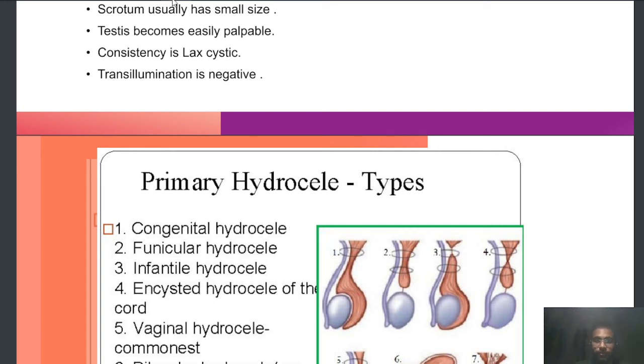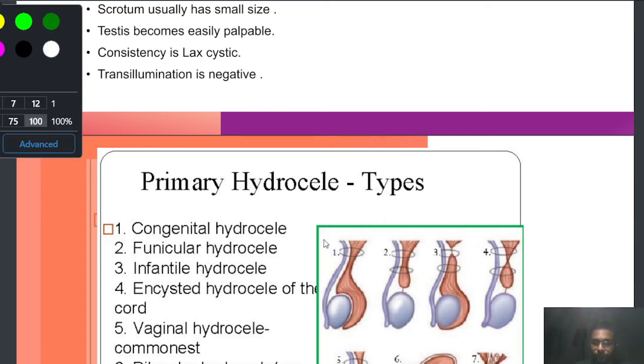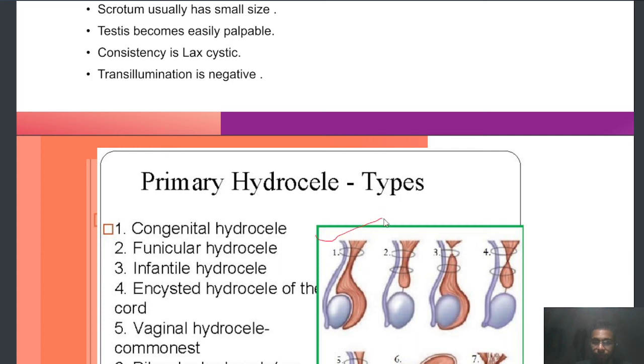So what happens in this congenital hydrocele, as we have already discussed, is that you can check out number one right here. If you take a look at it, you can see that this processus vaginalis is still patent. It has not yet closed. It is still open. So there is a connection between the abdominal cavity and the scrotal sac, and the fluid drains from the abdominal cavity into the scrotal sac. So you can have a communicating type. The communicating type is also known as the congenital hydrocele, and fluid comes from the abdominal cavity into the scrotal sac.